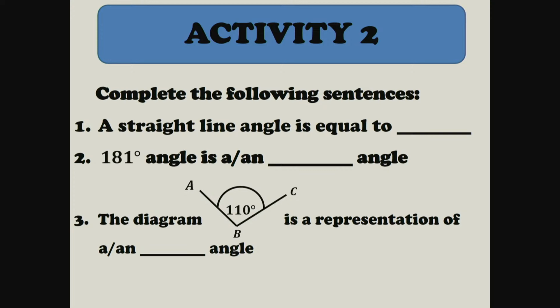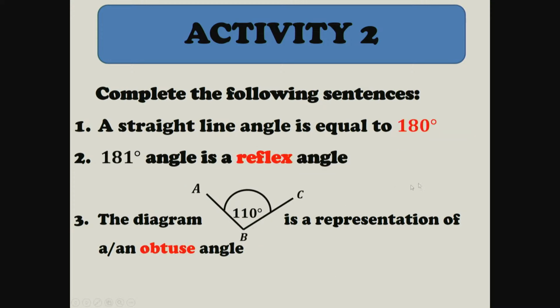Right, I think we can now have a look at the answers to activity 2. All right, these are the expected answers. A straight line angle is exactly 180 degrees, and then a 181 degrees angle is a reflex angle, because this is an angle between 180 and 360 degrees. So definitely it is a reflex angle.